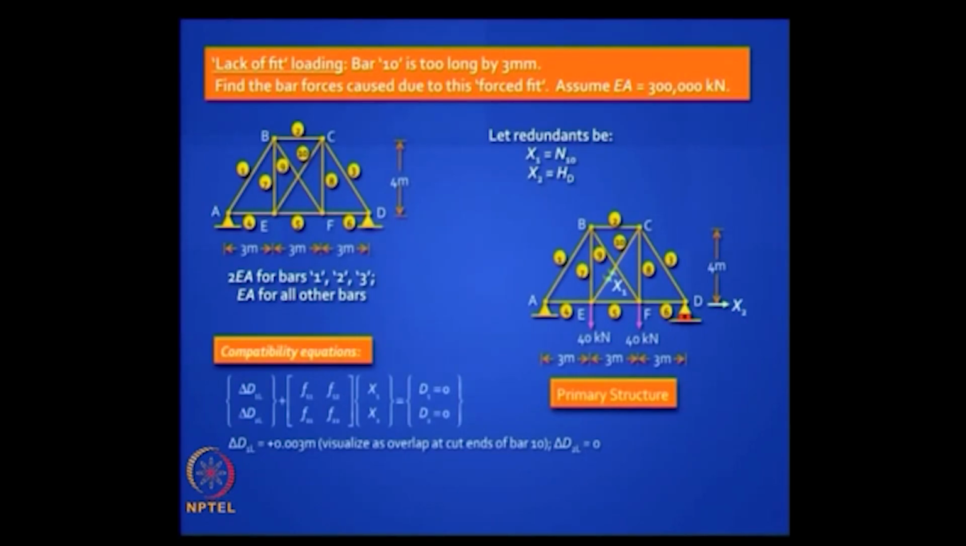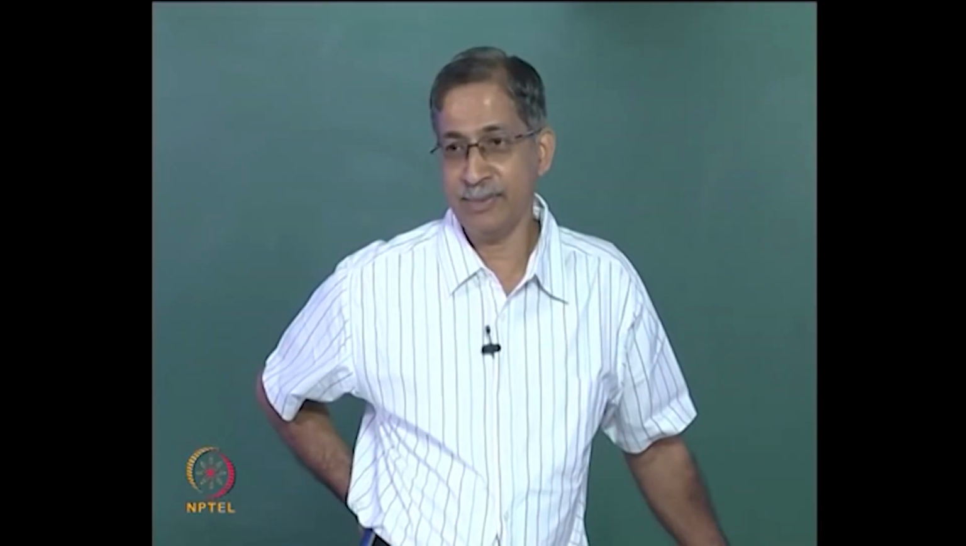So that is all you have to do. You have already got the flexibility matrix in the previous examples, so you just have to plug in these values. So why are we not taking D1 as 3 mm? Okay, this is a good question. What is D1? D1 is the final displacement in the original real structure, not the primary structure.